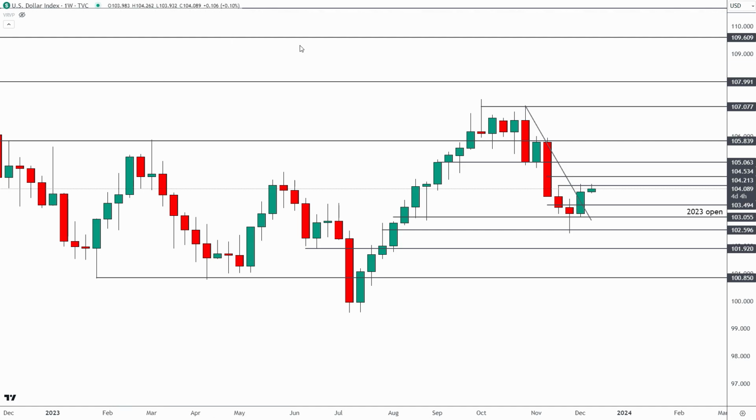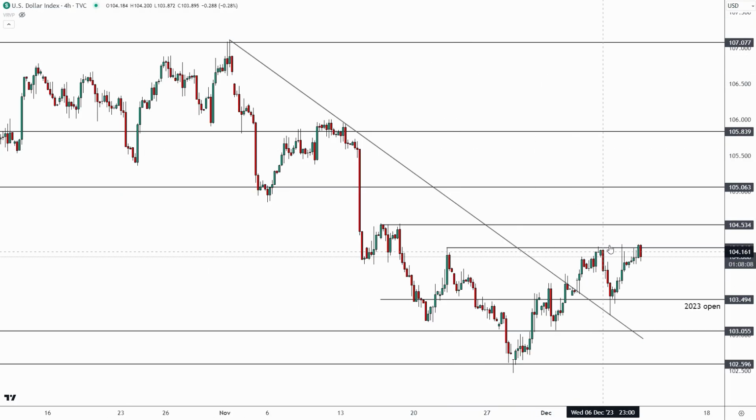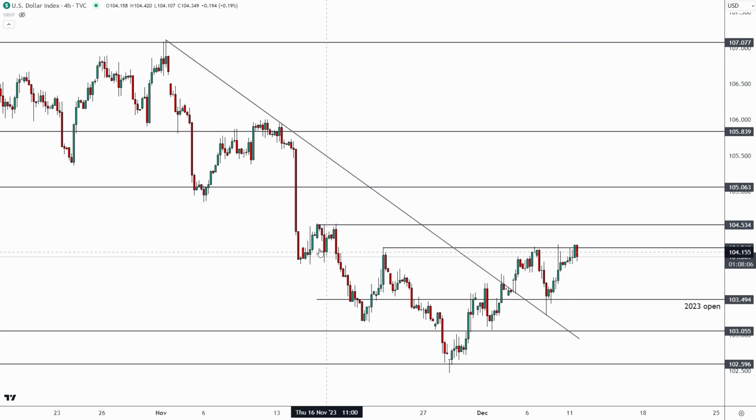But as far as the short term here, again, the DXY does have the potential for a bullish reversal in the form of the inverse head and shoulders, but it does have to clear the 104.20 to 104.50 area. The objective would be 105.80. If we see it take out these recent lows, though, and start to close below that 2023 open at 103.50, then I think we're looking at a run at those recent lows around 102.60 and potentially lower.